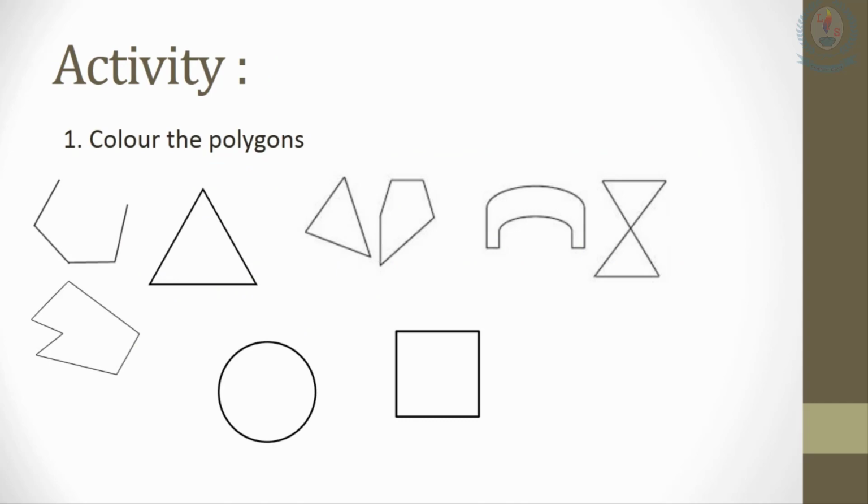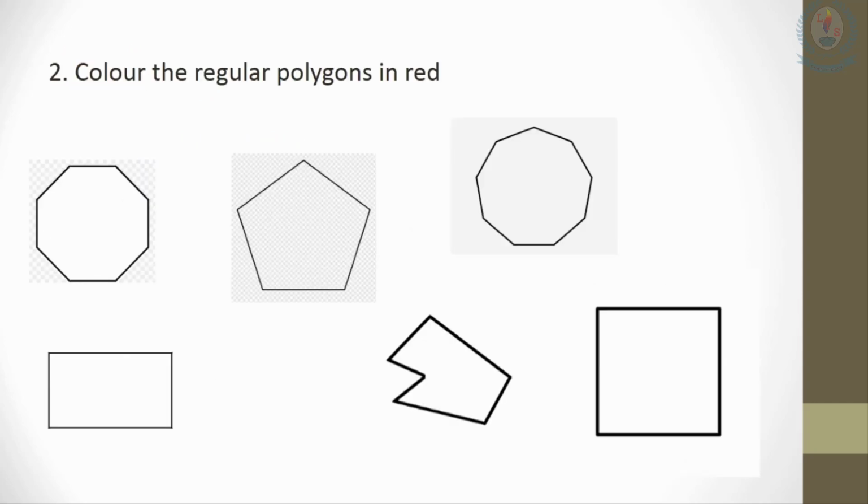Let's do an activity. You can see some figures. Some are polygons, some are not polygons. According to the definition of the polygon, you know that a polygon is a closed figure only with straight lines and no crossing lines. So select the polygons and color them.